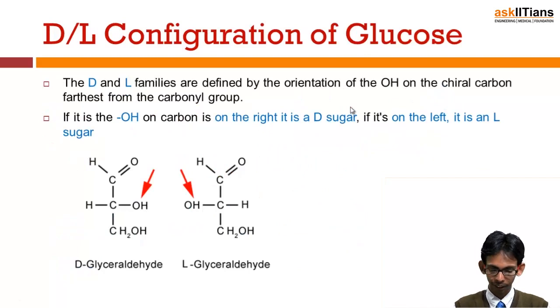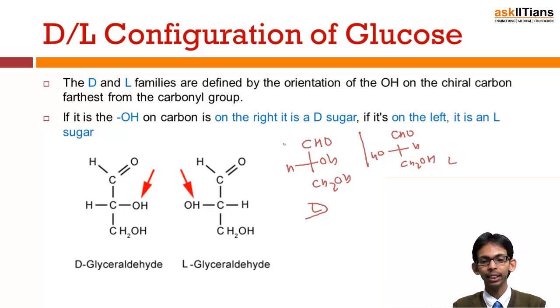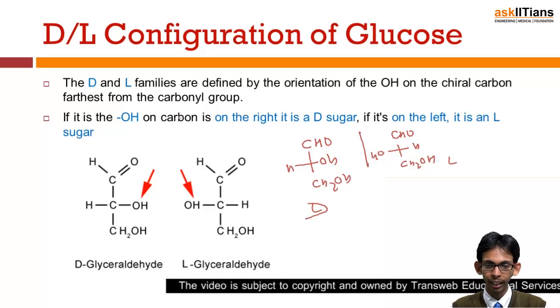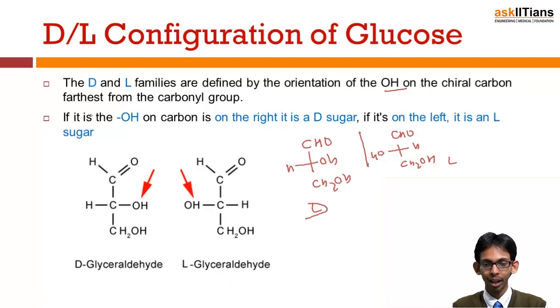Now there is D and L configuration of glucose. We have already studied that the simplest carbohydrate is actually glyceraldehyde, and if in glyceraldehyde OH is present on the right hand side, it would be D, and if it is present on this side, it would be L. So a D and L configuration is assigned to every monosaccharide based on its structure with respect to glyceraldehyde only. D and L families are defined by the orientation of the OH group on the chiral carbon which is farthest from the carbonyl group. So in this case, this is D-glyceraldehyde, this is L-glyceraldehyde.